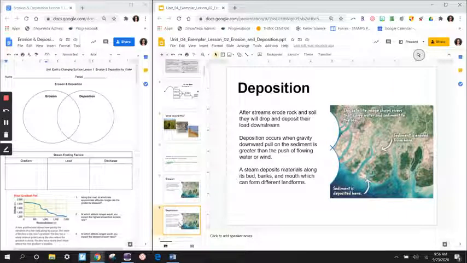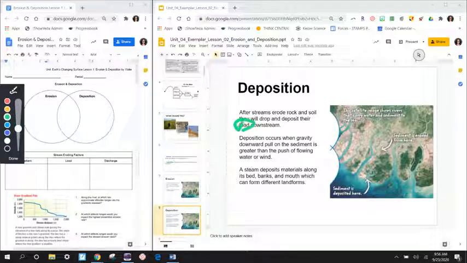Deposition: after streams erode, the rock and soil will drop the deposited material, which is known as their load, downstream. So all of that material that is picked up, that is called the stream's load. The little rocks and pebbles and sand and sediment that it's carrying, that's considered the stream's load. And it's going to carry that load downstream, so in the direction it's traveling, downstream like this.